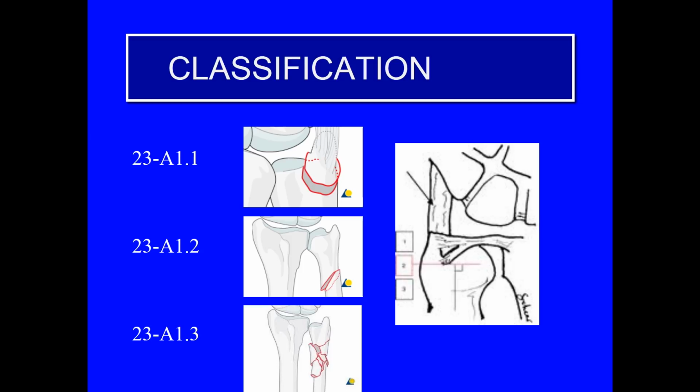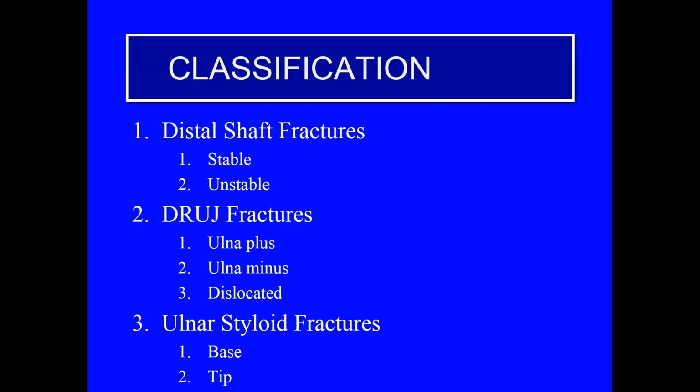There are many classifications. Probably the only one of significance is the AO classification. And really, all that's important is that there are fractures of the ulnar styloid itself, fractures of the base of the ulnar styloid, and then shaft fractures of varying complexity. The shaft fractures, as I said, are either stable or unstable.